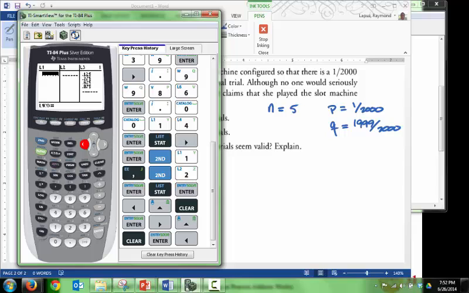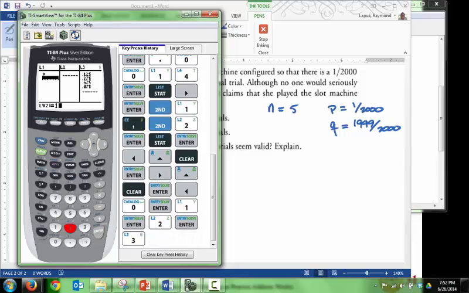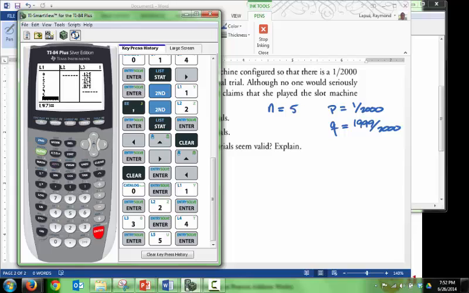Okay, so we want all those scenarios in our list 1. So I'm going to put in all those scenarios. So my random variables would be 0, 1, 2, 3, 4, 5.